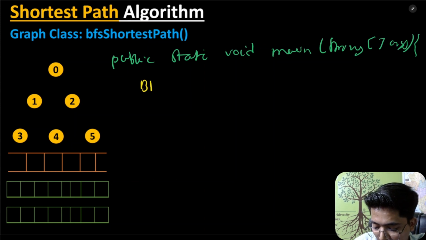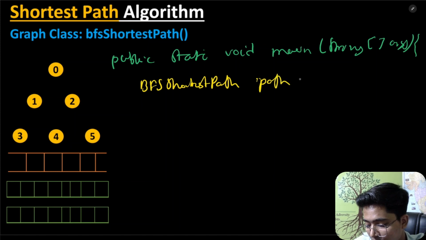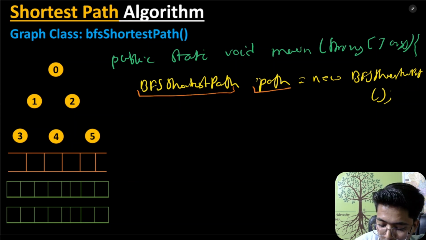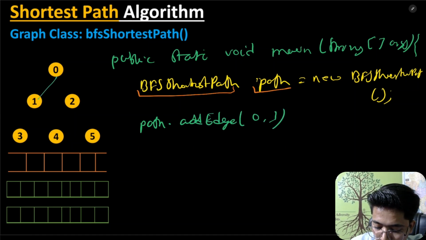We'll be creating an object with respect to whatever the Java file name was: BFS shortest path. Let's say the object is path. So path equals new BFS shortest path. I just forgot the file name. With respect to that object, we'll be calling the addEdge function. So path.addEdge, and when we call this with 0 and 1, 0 and 1 will get added.